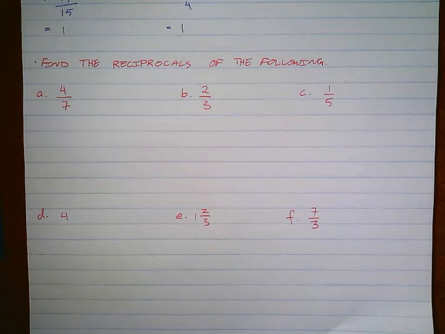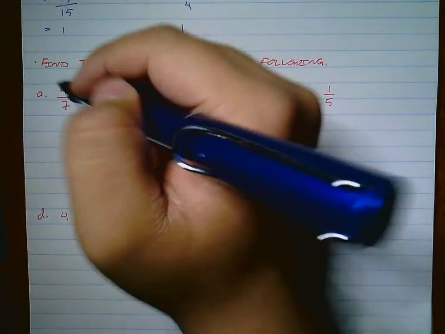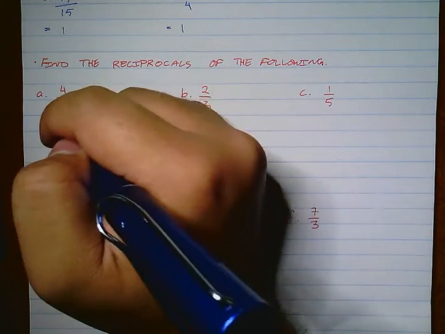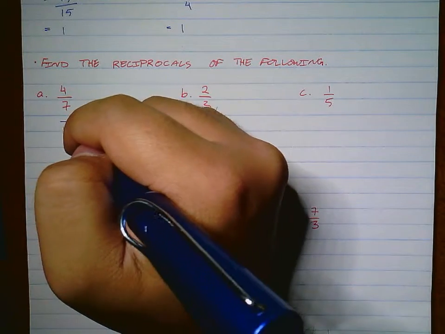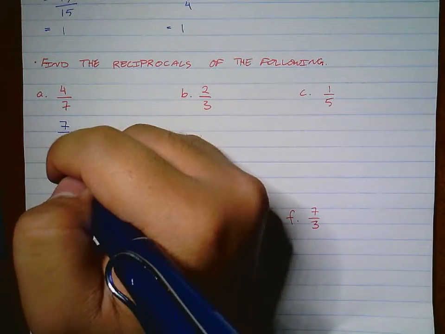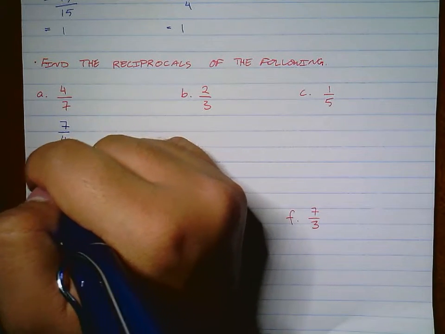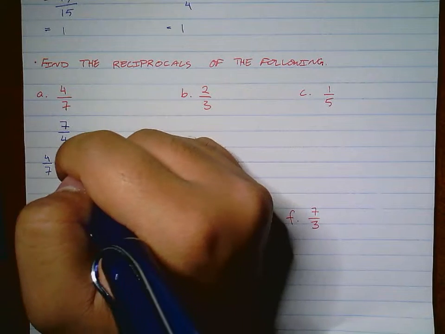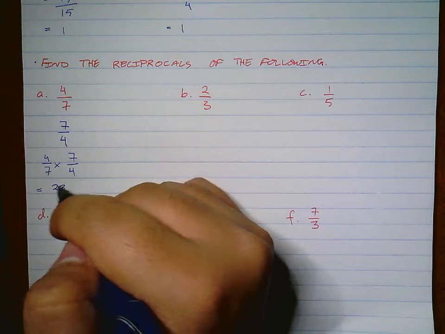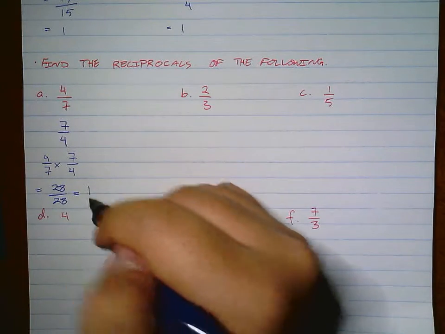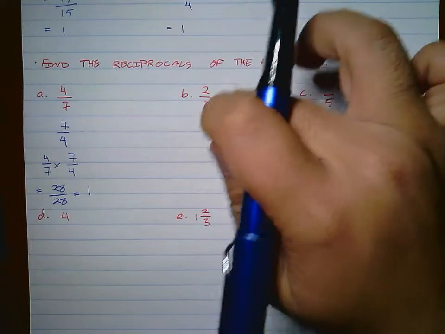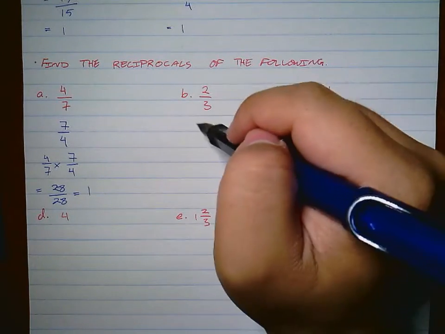Let's go. So whenever it comes to reciprocals, all we have to do is just flip these over. So the reciprocal of this, I'll write in blue, is actually 7/4. And in case you don't know, you can test it by going 4/7 times 7/4, which gives me 28/28, which is 1.